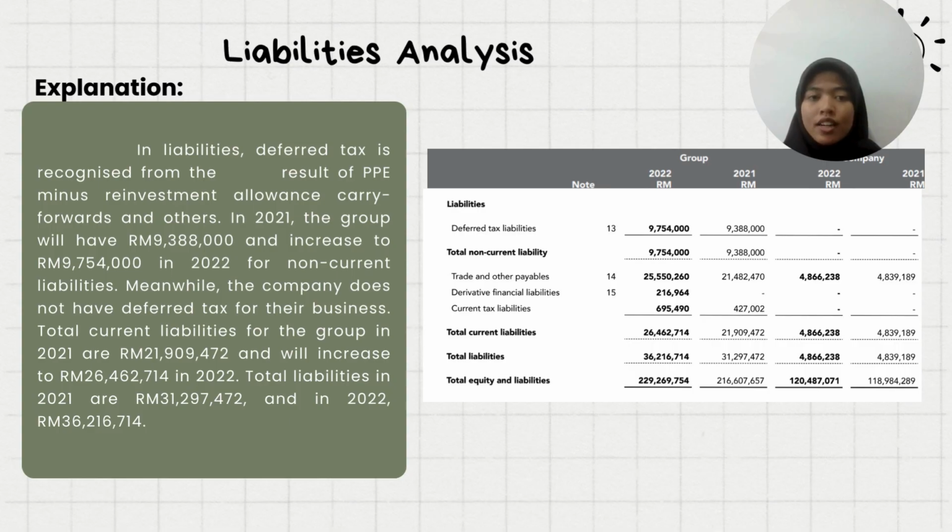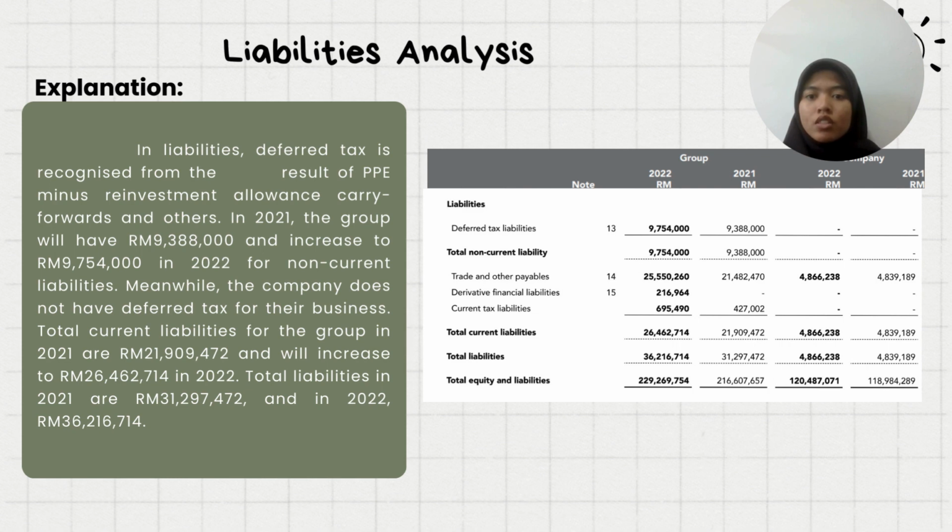Liabilities and equity analysis. In liabilities, deferred tax is recognized from the result of PPE minus reinvestment allowance, carry-forwards and others. In 2021, the group had 9,388,000 ringgit, an increase to 9,754,000 ringgit in 2022 for non-current liabilities. Meanwhile, the company does not have deferred tax for their business.